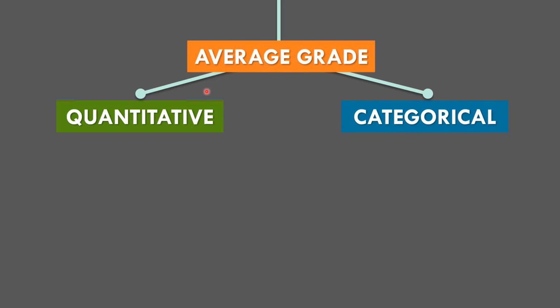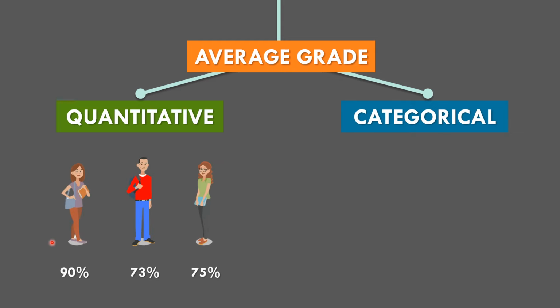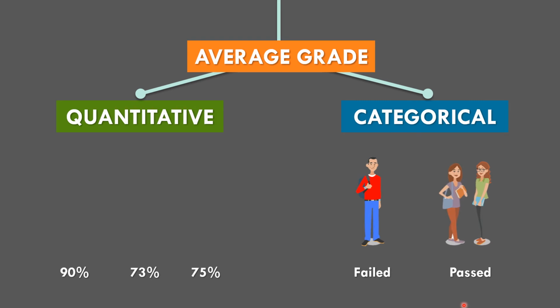An example is the average grade. The quantitative, that is the average grades of students, that is 90%, 73%, and 75%. In categorical variable, the category is based on failed or passed. So as you can see, that is the categorical data. We have one failed and then two passed.